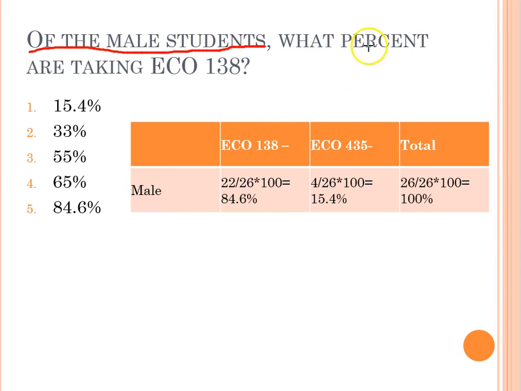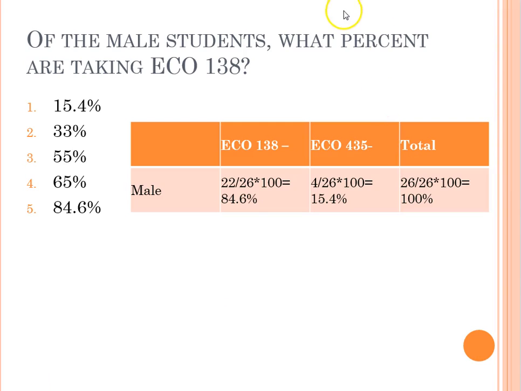And then it asks what percent are taking Econ 138. So of the male students, there are 26 male students, and only 22 of them are undergraduates taking Econ 138. And so the correct answer is 84.6.